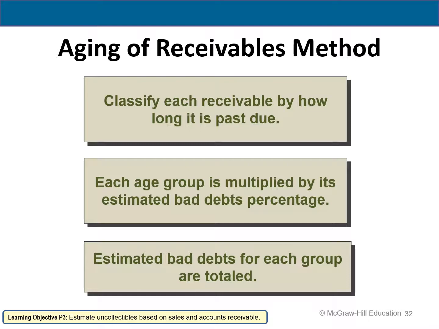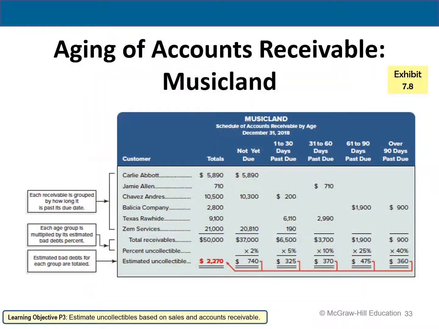All right, so the other method is aging of receivables method. Each receivable is classified by how long it's past due. It's what we call aging. Each age group is multiplied by its estimated bad debt percentage, and then they're summed up to get the total for the group. So typically, an account receivable aging looks something like this.